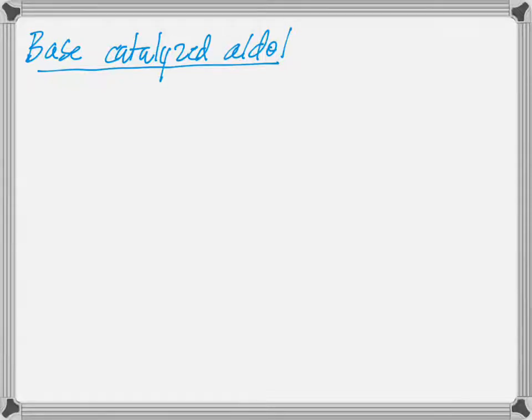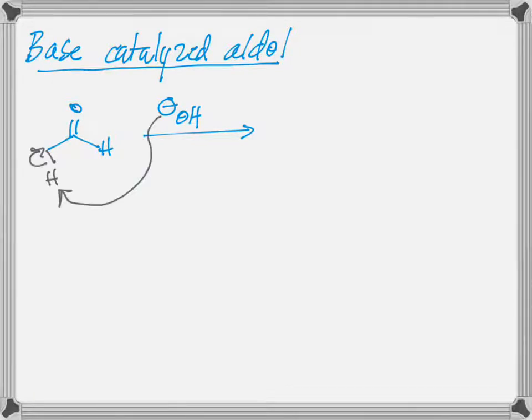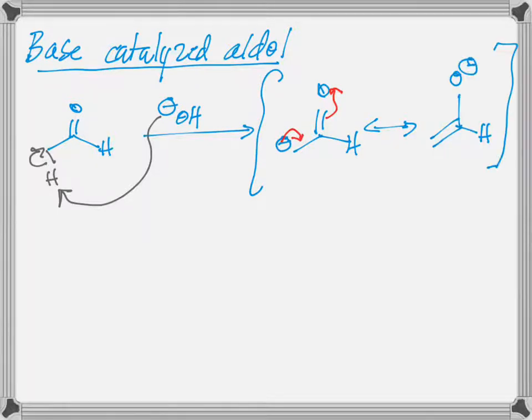This video is to show the mechanism for the base catalyzed aldol condensation. We have an aldehyde in the presence of base. The first step is deprotonation at the alpha carbon to give us the enolate, which is resonance stabilized.